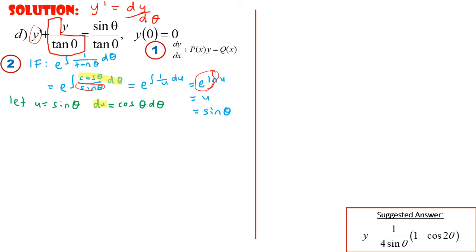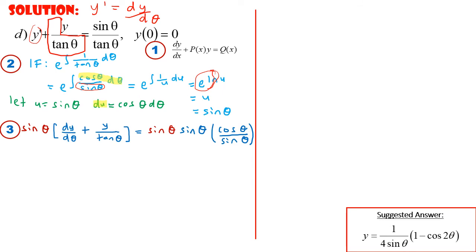Okay. So after we obtain the integrating factor, don't forget, in the third step, we multiply this sine theta on both sides of the standard form equation. Apart from that, notice here, on the left hand side, we also have another 1 over tangent. So here I already replaced 1 over tangent with cos over sine. With that, I can simplify, and we'll get sine theta cos theta on the right side.